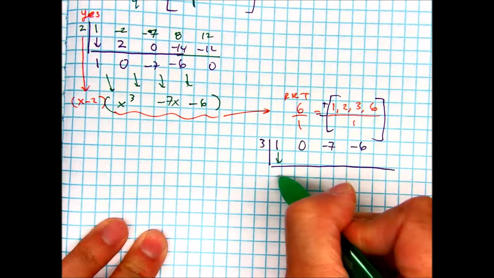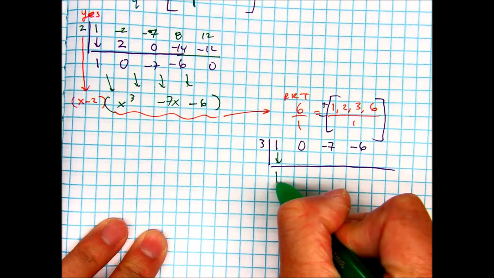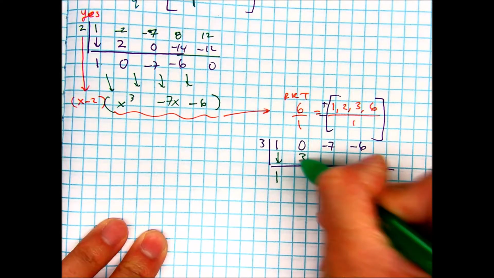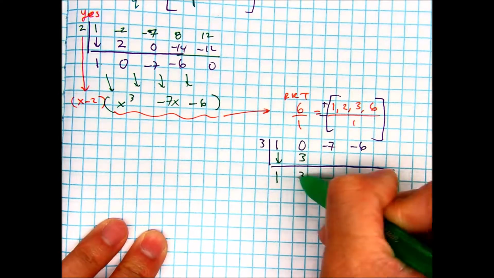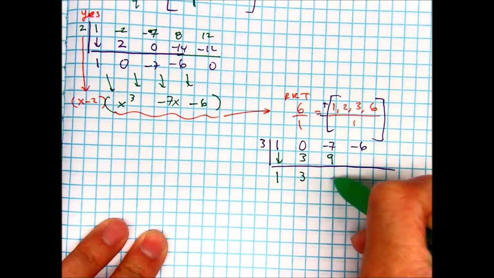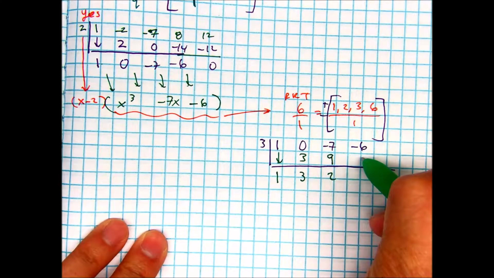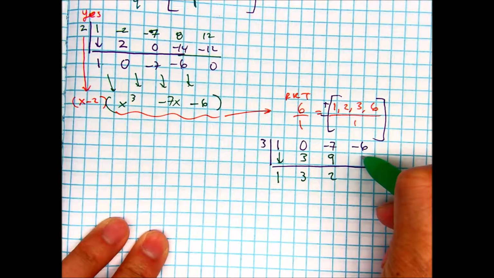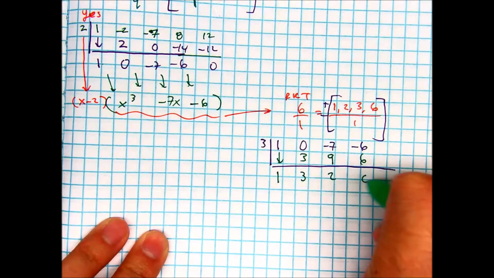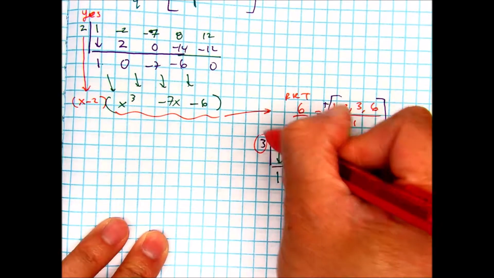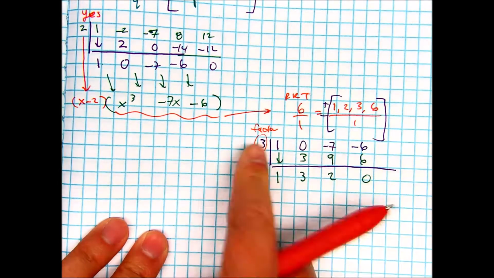Class, what number goes here? Here. Here. Here. Here. So this is a factor. This is a factor because the remainder is 0.